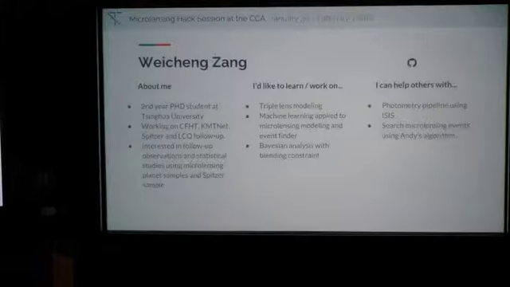I'm a second year PhD student at Tsinghua University. I'm working on several microlensing groups. I would like to learn something about machine learning applied to microlensing modeling and event finder. I'm also interested in Bayesian analysis with blending constraint. I can help with CFHT high resolution images and DIA pipeline using ISIS and search microlensing events using Andy's algorithm. Thank you.